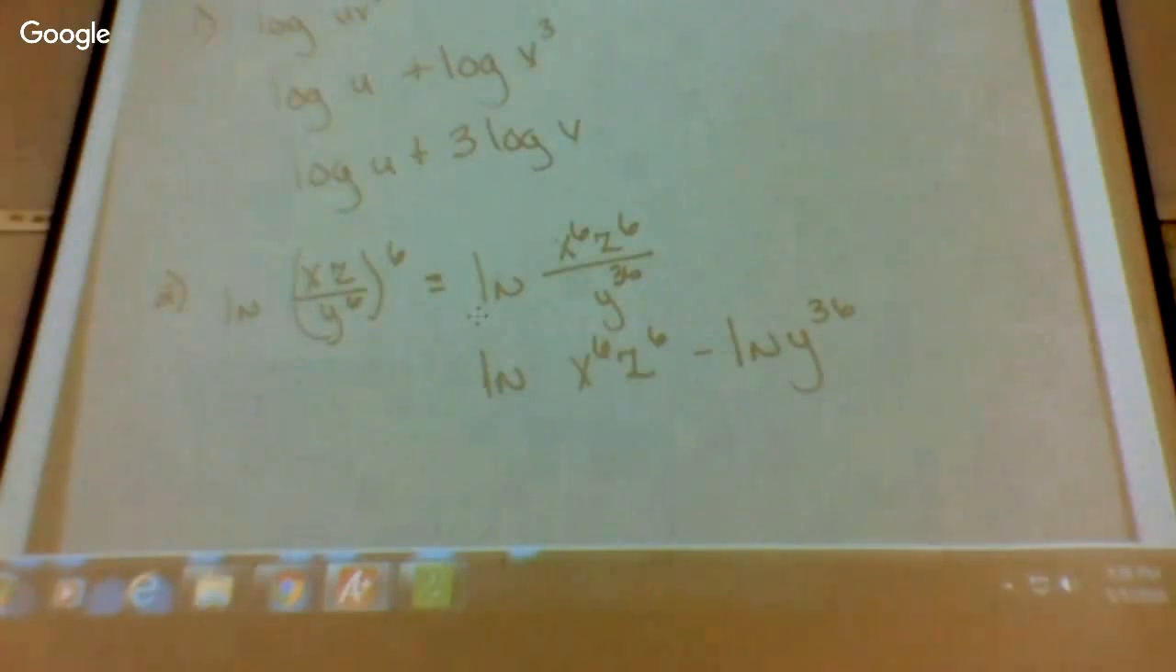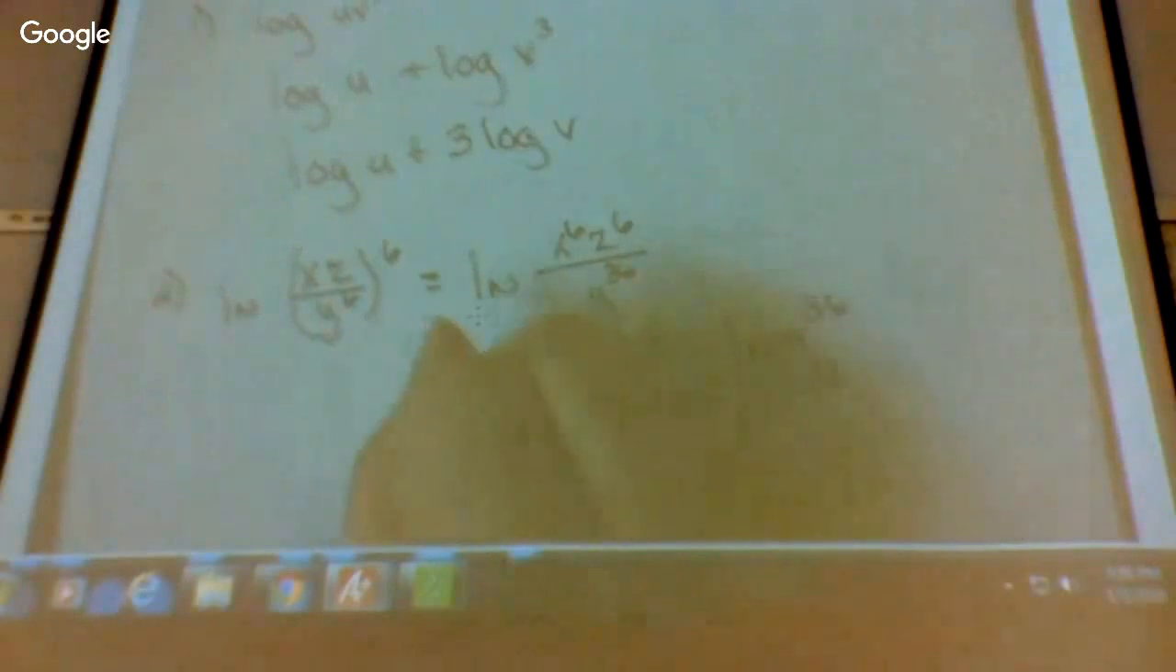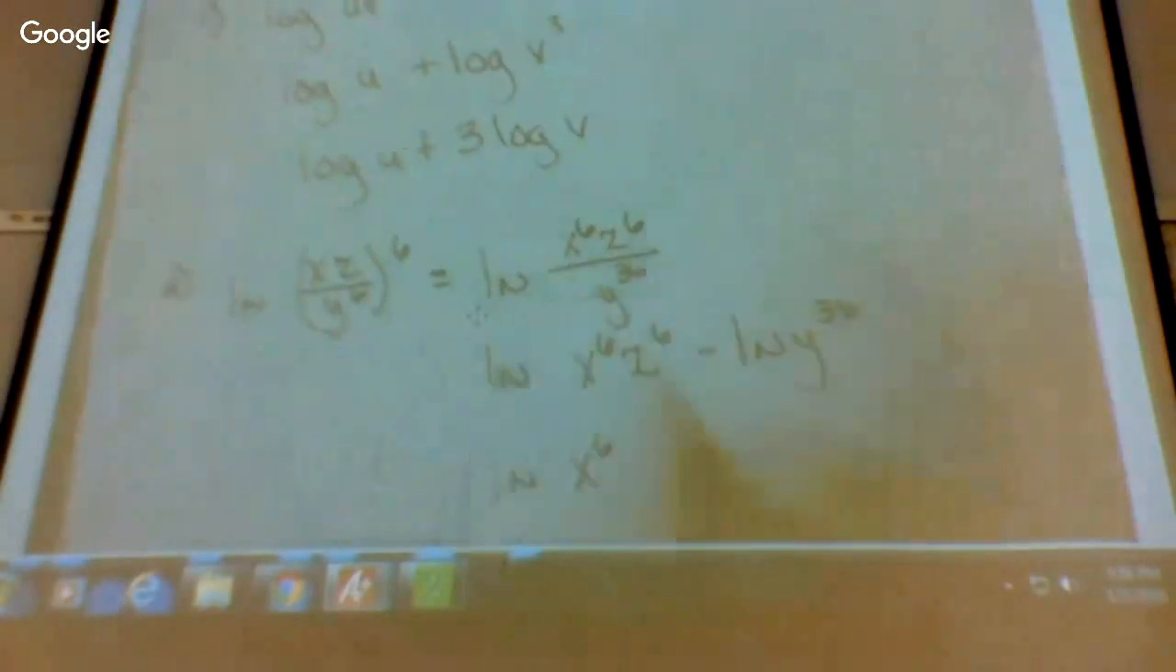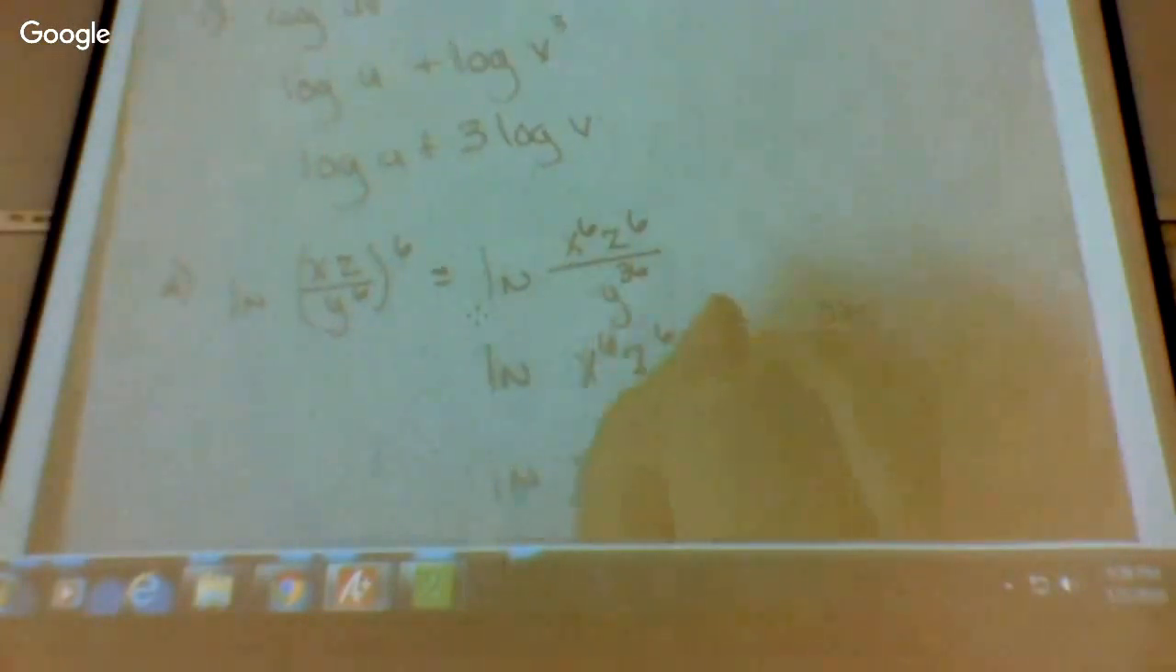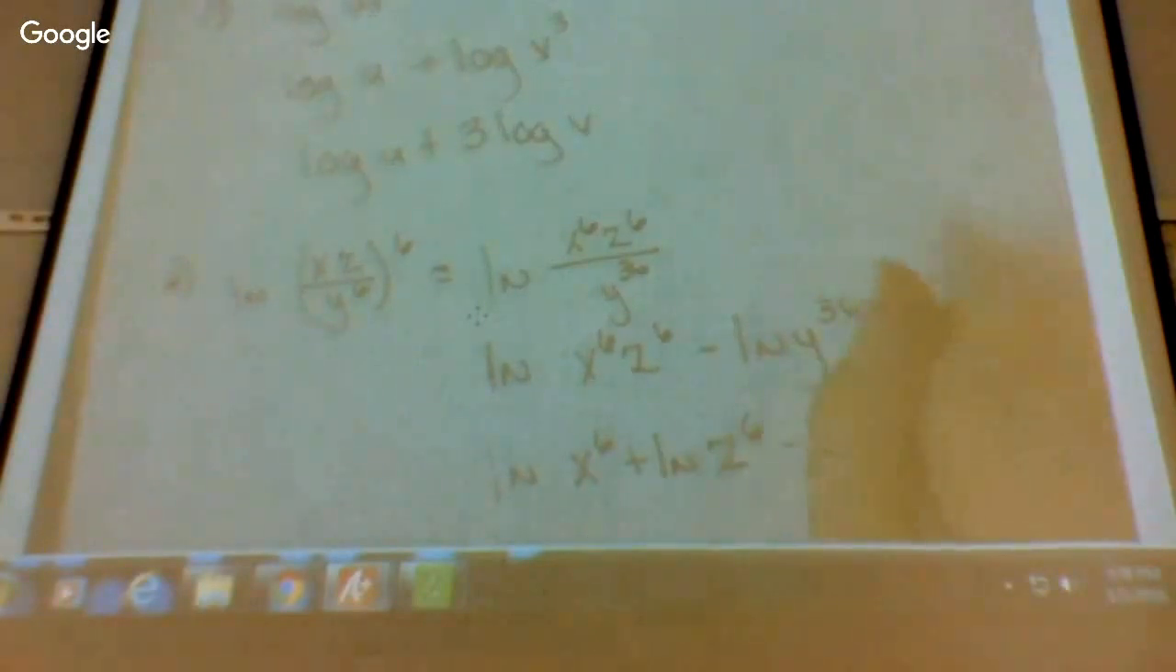Once I have the division taken care of, I now separate my x and my z because they're multiplying. So ln of x to the 6 plus ln of z to the 6 minus ln of y to the power 36.